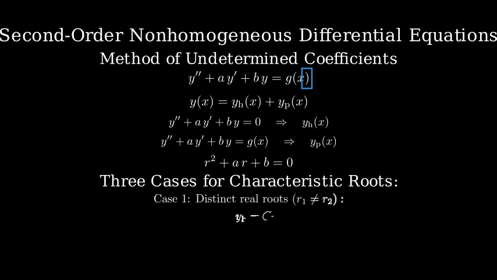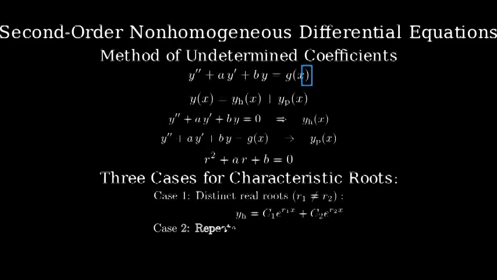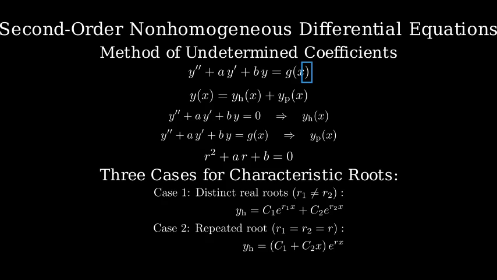Case 1, if we have distinct real roots r1 and r2, then the homogeneous solution is y_h equals c1 times e to the power of r1 x plus c2 times e to the power of r2 x. Case 2, if we have a repeated root r, then the homogeneous solution is y_h equals the quantity c1 plus c2 times x, all multiplied by e to the power of rx.